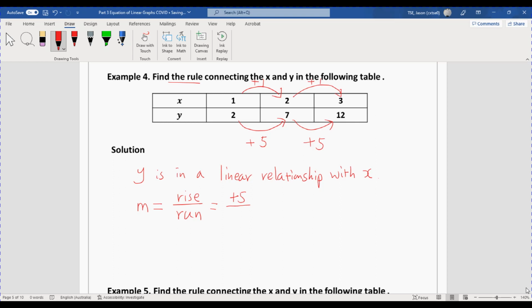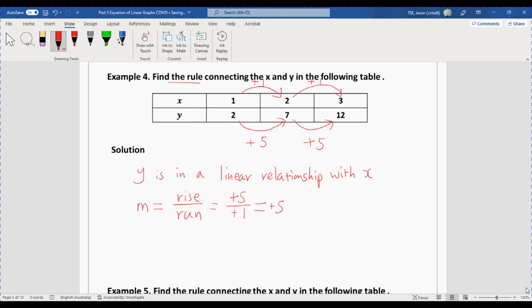in the numerator, and change in x, which is the run, in the denominator. Don't swap these two numbers. All right. So this will become plus 5, or just 5.